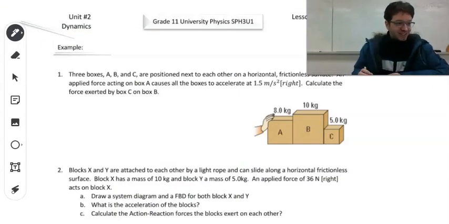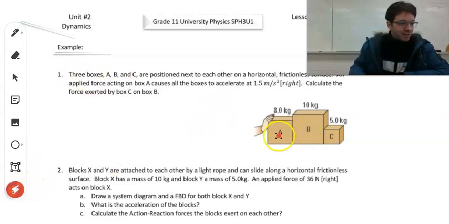So we're going to work on our first sample problem. Now this says we have three boxes, A, B, and C, each with these respective masses. And they're positioned next to each other so that they actually touch. And then we have an applied force put onto box A and causes all of them to accelerate together at 1.5 meters per second squared to the right. We need to calculate the force exerted by box C onto box B.